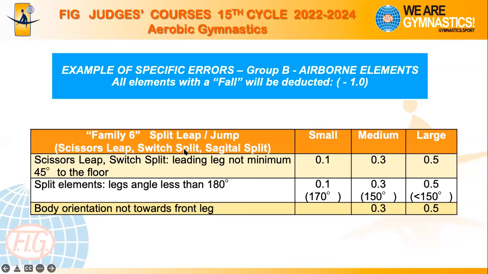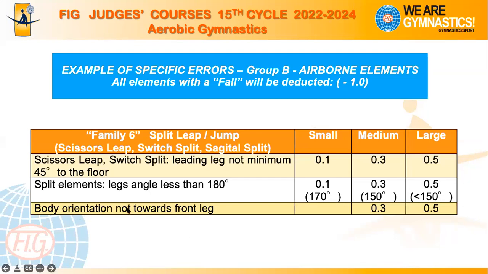Okay, next one is family 6, which is split jump and split leap. If you downloaded the code, we had given the renumbering of some of the sagittal split jumps. It was a different number in a different section, but it should be this section, okay? For family 6: scissors leap, switch split, and sagittal split. Scissors leap and switch split both need a leading leg minimum 45 degrees. If it's not minimum 45 degrees, it depends, but 1, 3, and 5. For split elements, leg angle less than 180, because we check with the perfect execution. If it's around 170, it's 0.1. If it's about 150, 0.3. And more than 150 is 0.5.